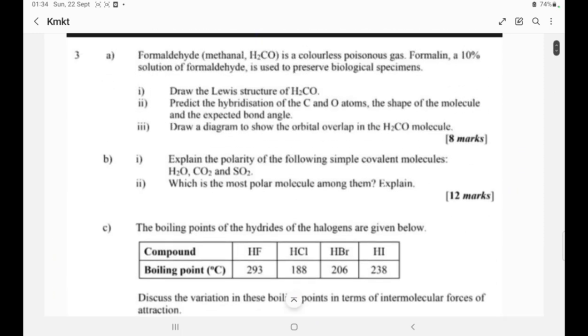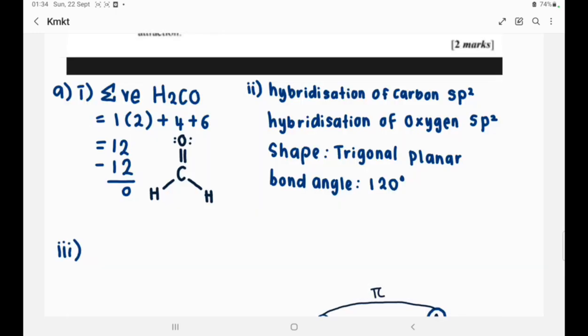Next, (ii), the question is, predict the hybridization of the C and O atoms, the shape of the molecule, and the expected bond angle. First, the hybridization of carbon and oxygen. You can just write the hybridization. The hybridization of carbon is sp2. The hybridization of oxygen is sp2.